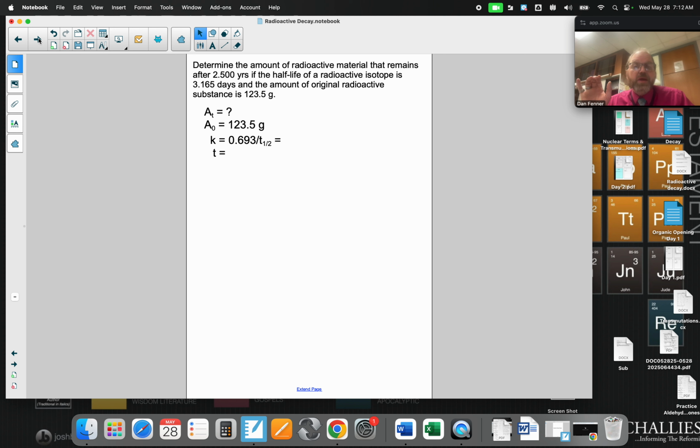K, again, we said was 0.693 over t1/2. And we look at the problem. The half-life is 3.165 days. So we divide that through. We get 0.2190 per day. And we go off of sig figs here. This is 4 sig figs. This is infinite because it's a constant given to us. So we're going to go with 4 sig figs.